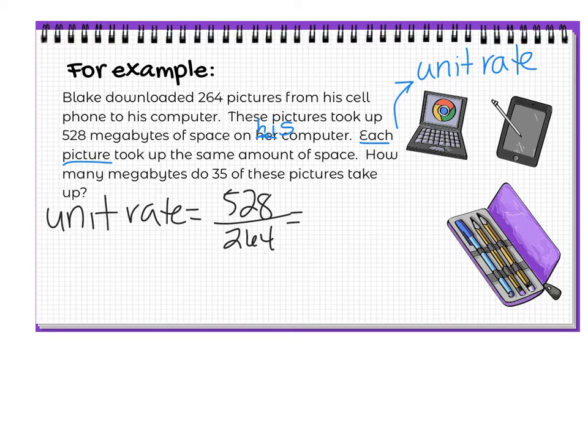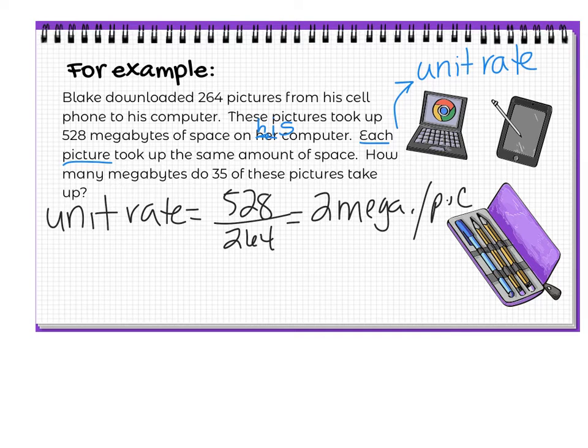You could simplify, you see how 528 and 264, those numbers are both divisible by 4? That means the 528 is divisible by 4, and 264 is divisible by 4. So you could simplify it. I'm just going to grab my calculator quick. 528 divided by 264 gives me 2. So I have 2 megabytes, I'm just going to abbreviate here, per picture.